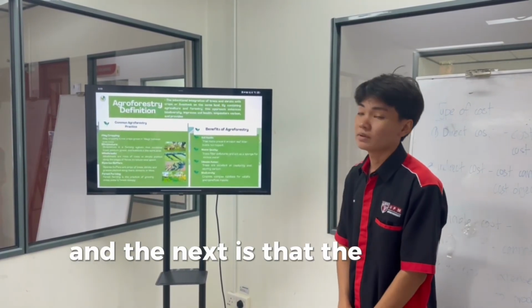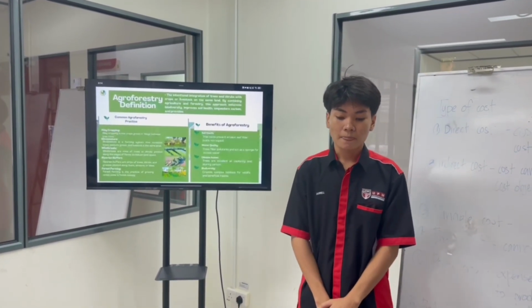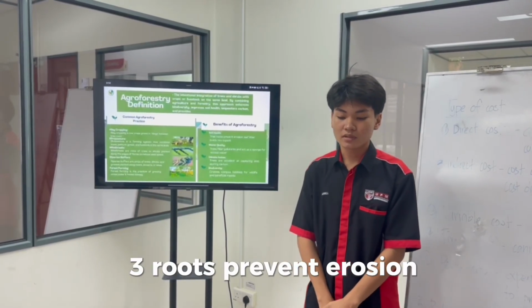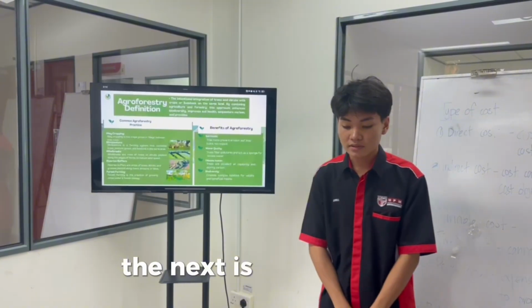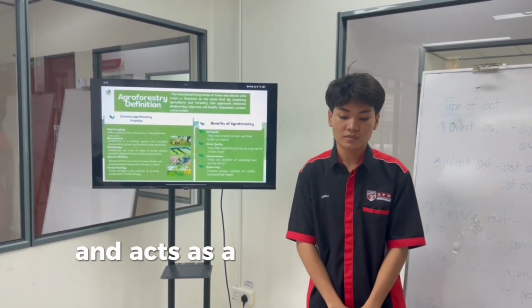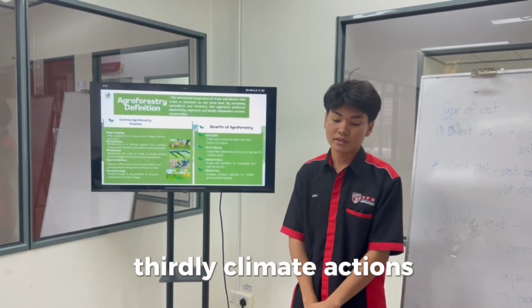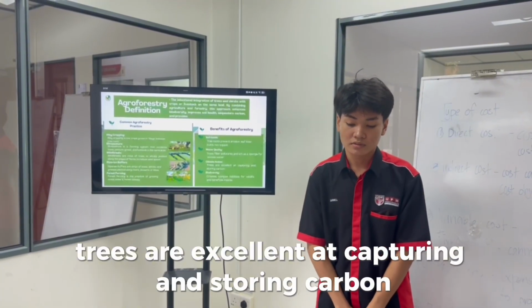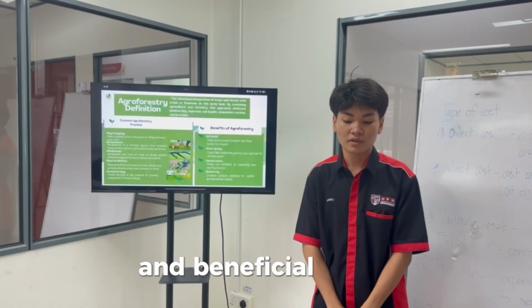The next is the benefits of agroforestry. First, soil health: tree roots prevent erosion, and leaf litter builds rich topsoil. The next is water quality: trees filter pollutants and act as a sponge for excess water. Thirdly, climate action: trees are excellent at capturing and storing carbon. And lastly, biodiversity: it creates complex habitats for wildlife and beneficial insects.